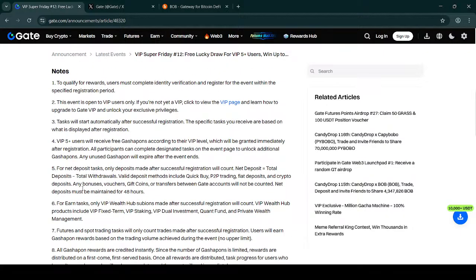So for the net deposit tax, only deposits made after successful registration will count. The net deposit is total deposit minus total withdrawal. Valid deposit methods include quick buy, P2P trading, fiat deposit and crypto deposit. Any bonus, voucher, gift, coin and transaction between Gate accounts will not be counted. Net deposit must be maintained for 40 hours.